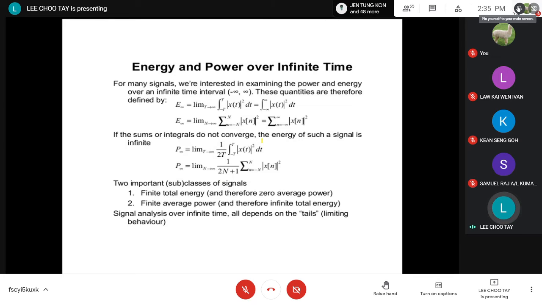Right. So this slide will show you the energy and power over infinite time. As far as infinite time is concerned, that means we need to take our integral or our summation from minus infinity to infinity.